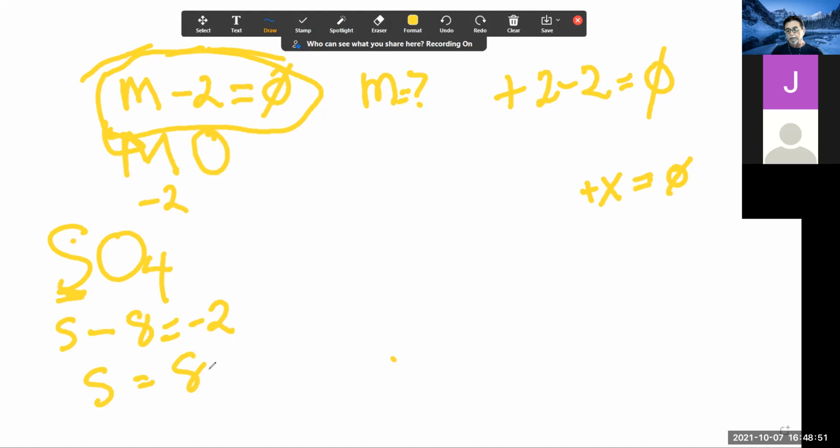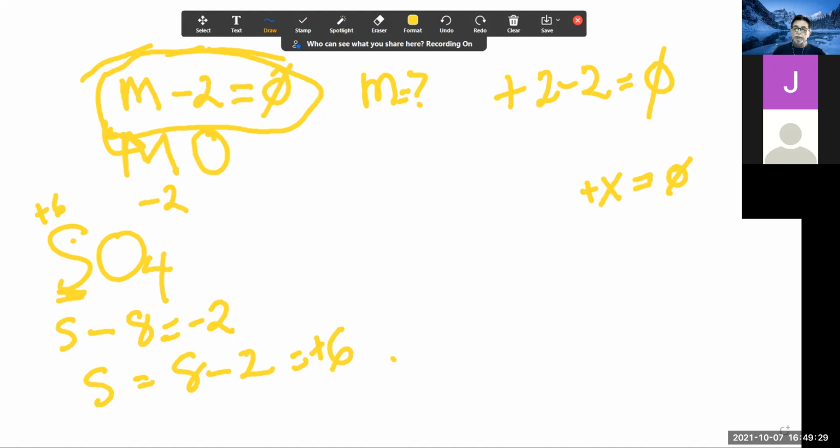S is equal to 8 minus 2, which is equal to 6. So the oxidation number of sulfur under these conditions is +6 when it's in the sulfate form. Okay, so that general formula, the total number of cations plus the total number of anions equals the charge of the molecule. With that general formula, you can figure out the oxidation number of any of the elements, but you have to know, obviously, either the charge of the cation or the charge of the anion.